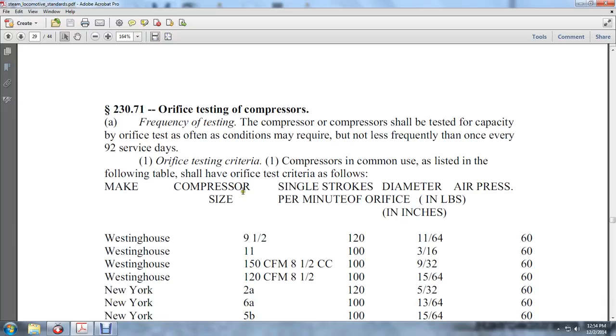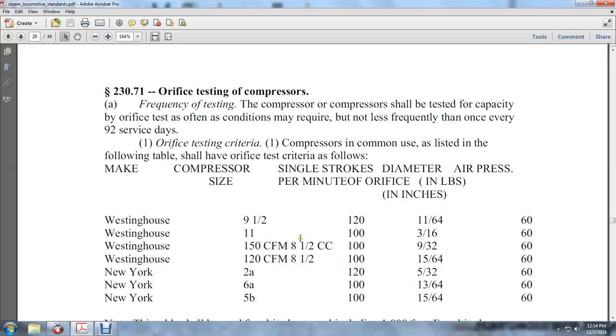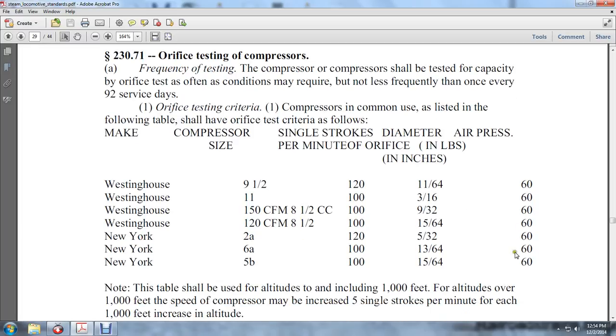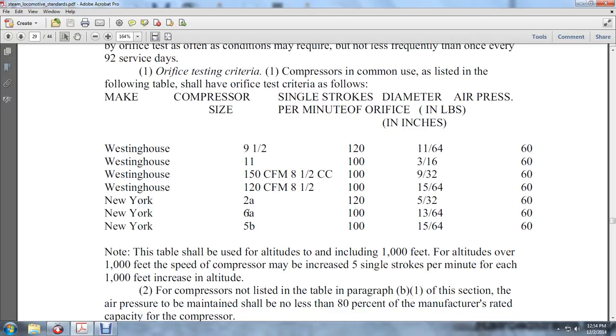You have your make, your compressor size, your single strokes per minute, orifice diameter, air pressure, and orifice in pounds. So Westinghouse has a compressor size of 9.5, and single strokes of 120, an orifice diameter of 11/16 of an inch, and an air pressure of 60 pounds. We have all 60-pound pressures for the Westinghouse and the New York. Their sizes range from 9.5 to 11, 150 CFM, 8 to 12 CC, 120 CFM, 8, 12, 2A, 6A, and 6AB.